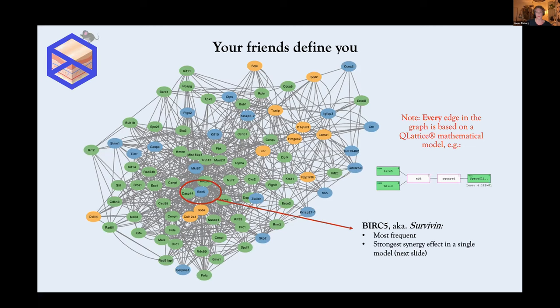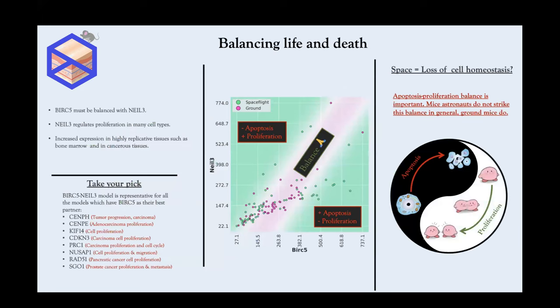And I should say, by the way, that this data is, of course, a reduced set, which Henry had a genius insight into how to do, which I don't cover here. So the thing is that this model that we find with BRK5 is basically, well, BRK5 is an apoptosis inhibitor, and it pairs well with these proliferation genes.